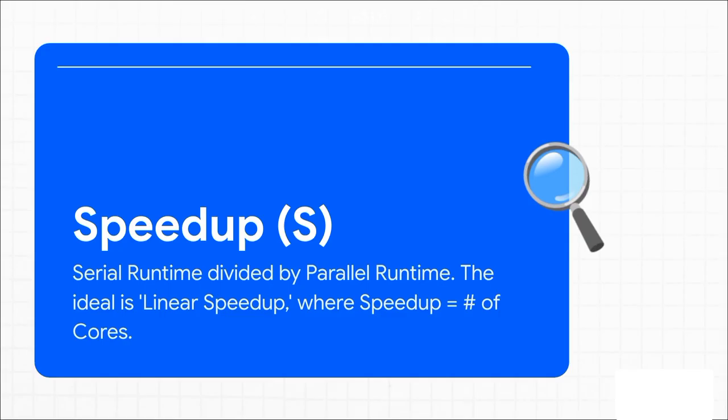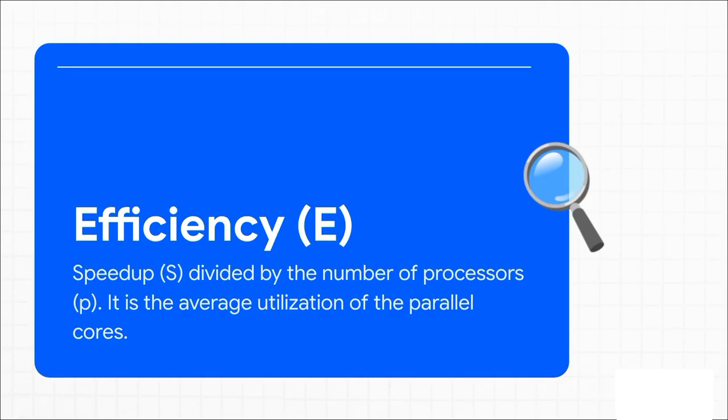The math is super simple. You just take the time it took to run on one core, the serial time, and divide it by the time it took on all your parallel cores. The absolute dream, the holy grail, is something called linear speedup. That's where if you use, say, 8 cores, you get an 8-time speedup. That's perfection. But speedup alone doesn't really tell you the whole story.